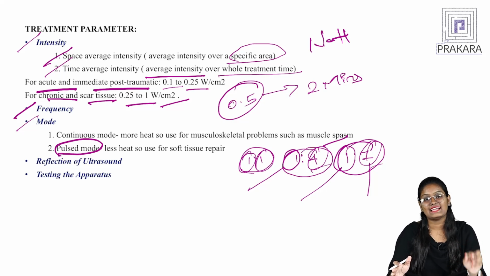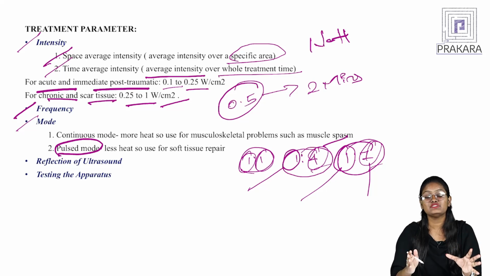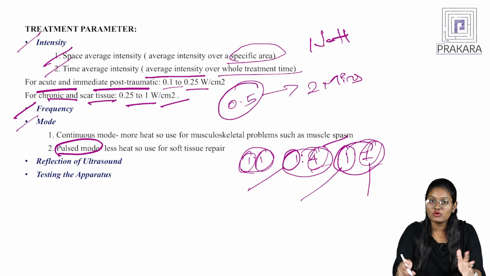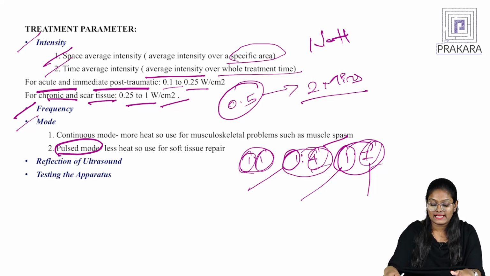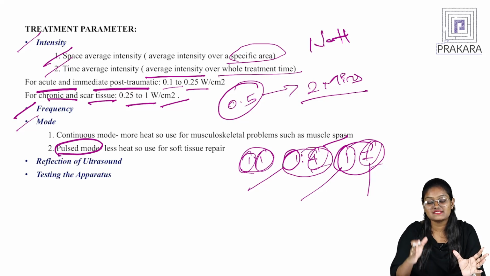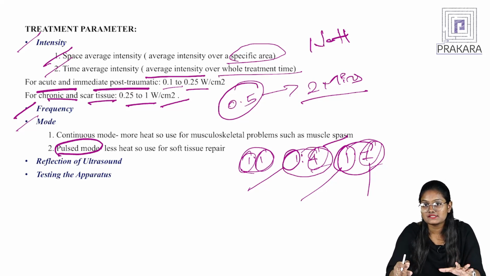Now, the actual question is, when do we use these modes? What conditions indicate what mode? When you're choosing the continuous mode, always remember that more heat will be transferred into the patient's body. How? We'll go back to the same example, the 0.5 intensity for 2 minutes. What will happen in the continuous mode for those 2 minutes? Completely this 0.5 intensity is passing into the body.